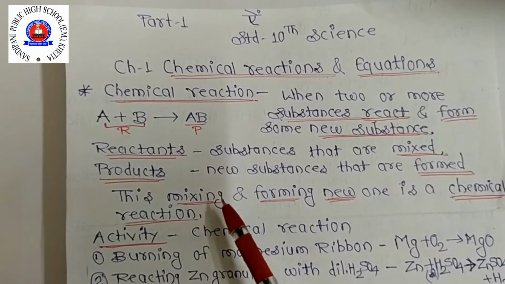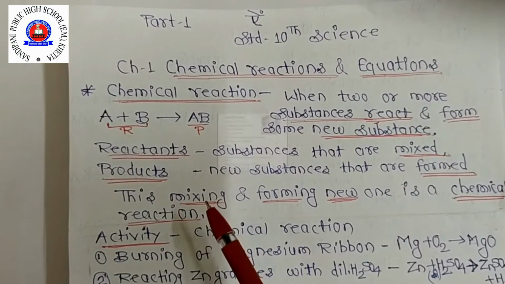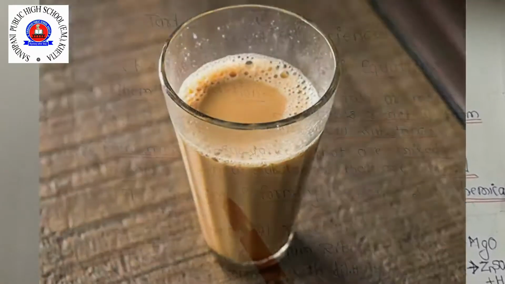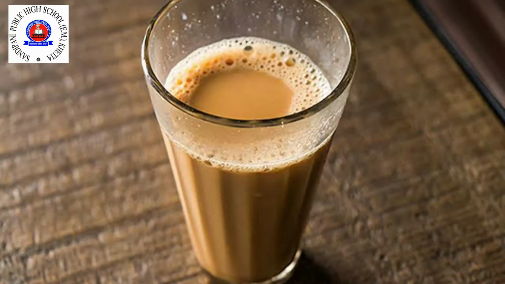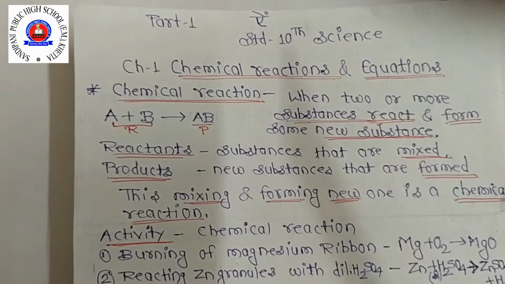Okay, we take another example. If you want to prepare tea, you need some ingredients like milk, tea leaves, sugar, water. These substances react together under the action of heat and form a new substance, that is tea, with new properties, new texture. So that is called a chemical reaction.